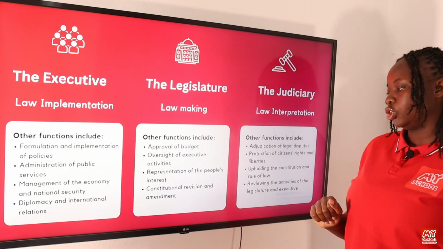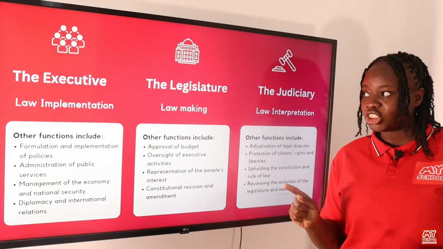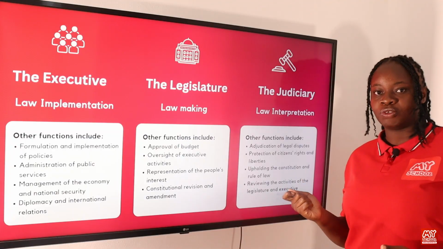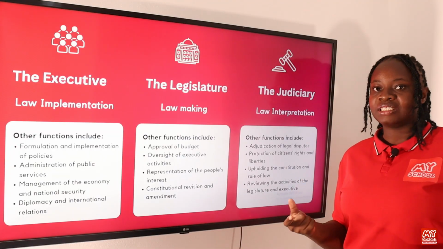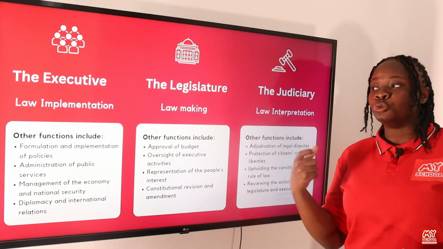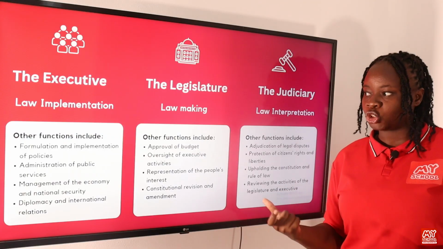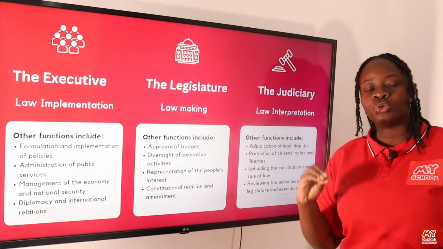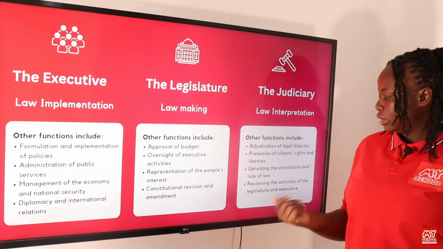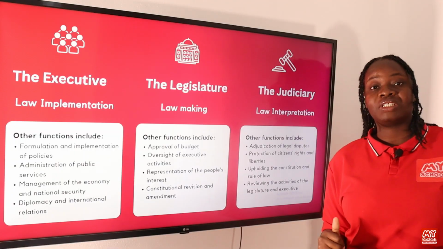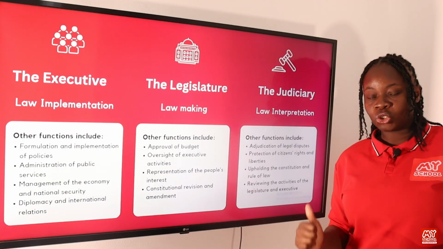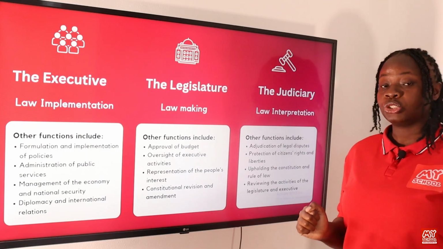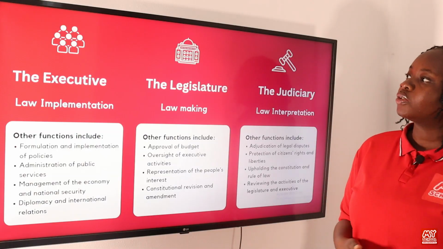They also uphold the Constitution and the rule of law. They ensure that the executive and the legislature make and implement laws and policies based on the dictates of the Constitution. When they go beyond the dictates of the Constitution, they have the right to review the actions of the executive and the legislature. They can tell the legislature to repeal such laws. They can tell the executives to stop implementing such policies. So this is how they review the activities of the legislature and the executive as well. They ensure that the laws and the policies that they make are according to the dictates of the Constitution and the rule of law. Now let's move on to the next slide.